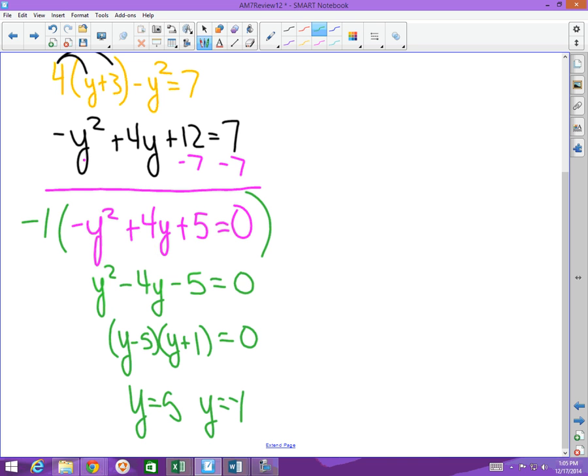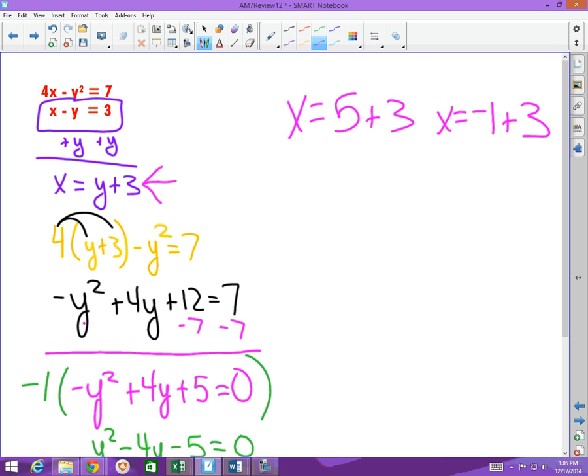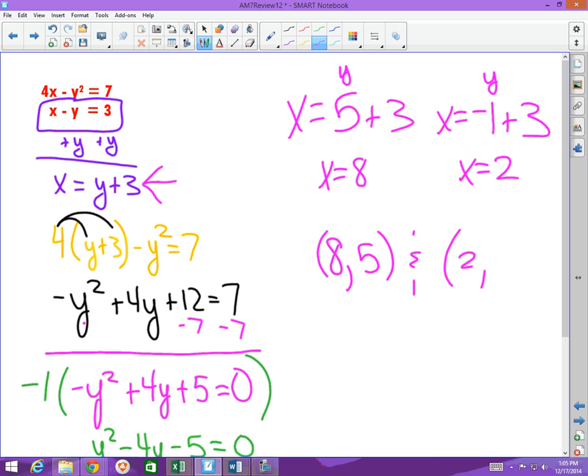And now that we know that y is 5 and y is a negative 1, we can go back up to this equation and figure out what x is. And so because y was those two values, x is going to be 8 in this case, and x is going to be 2 in that case. And so then (8, 5) is a coordinate, and (2, negative 1) is the other one. And that's one way to solve it.